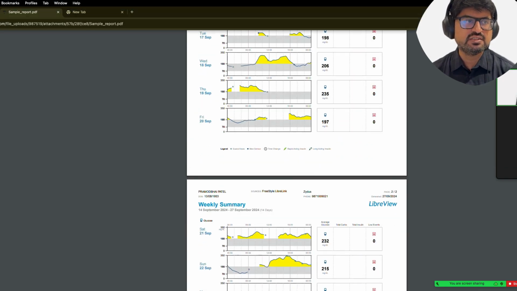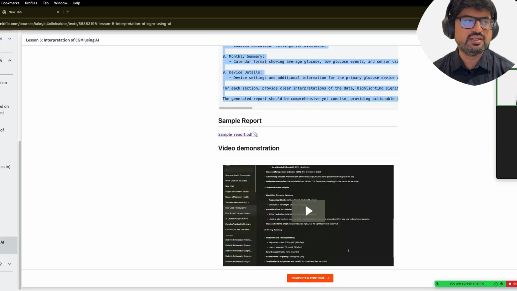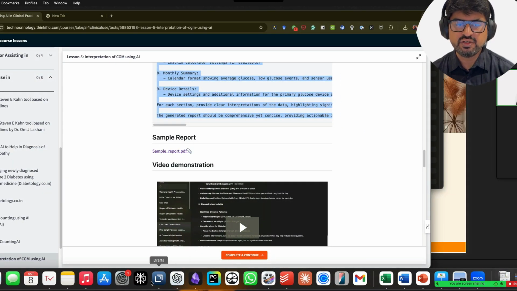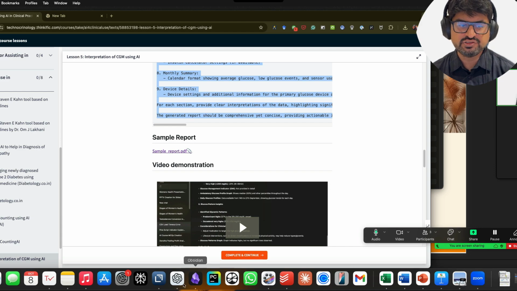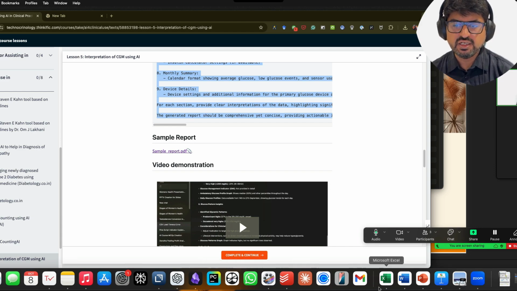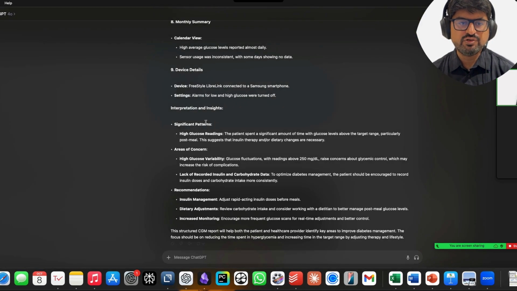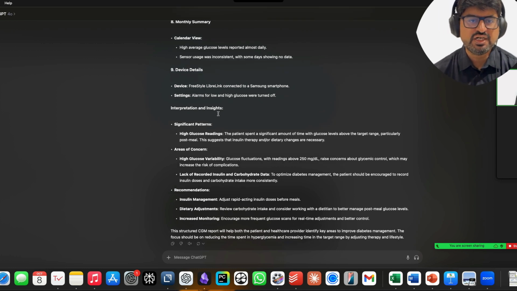So all these things which you are looking at, right? And then it understands all this, and then looks at, you can also put the patient's history and the diet and everything. So if you have collected the medications which the patient is taking, you can add that as well, all that together. So here it's looking at the interpretation and insights.